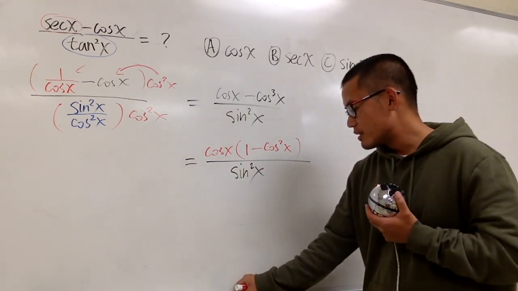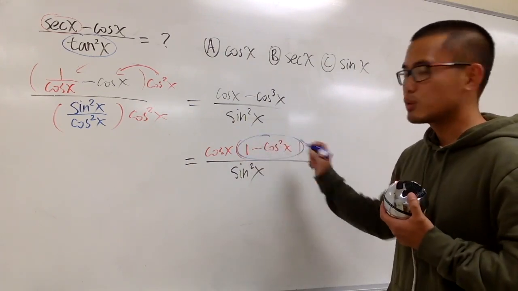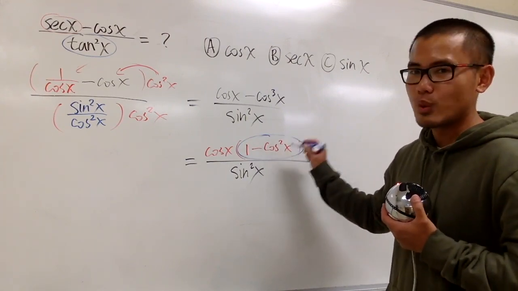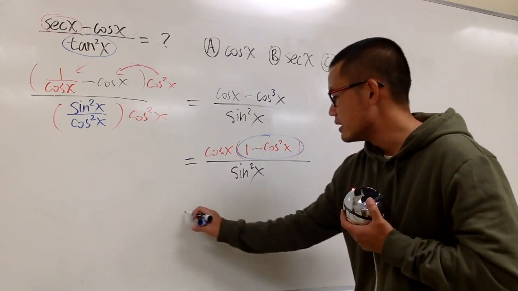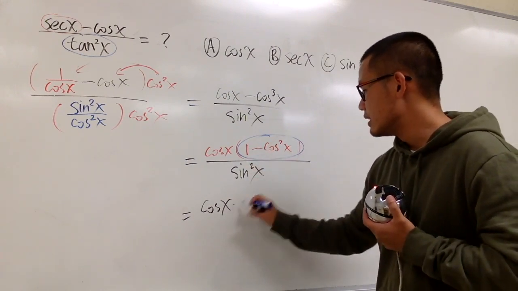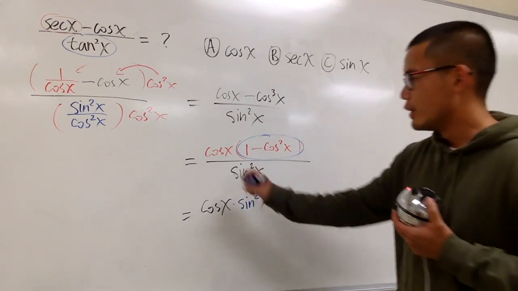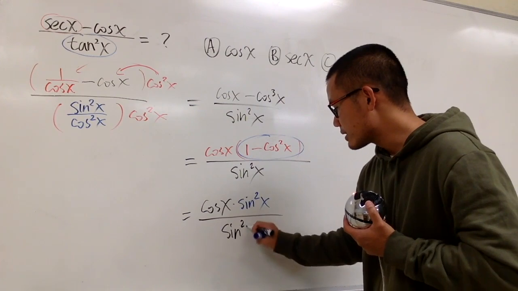And the reason I want to factor this out is because this part, 1 minus cosine square x, we know what this is, right? This is the same as sine square x. So let me write this down for you guys nicely. This is cosine x, and this right here is sine square x. And we have this all over this sine square x on the bottom.